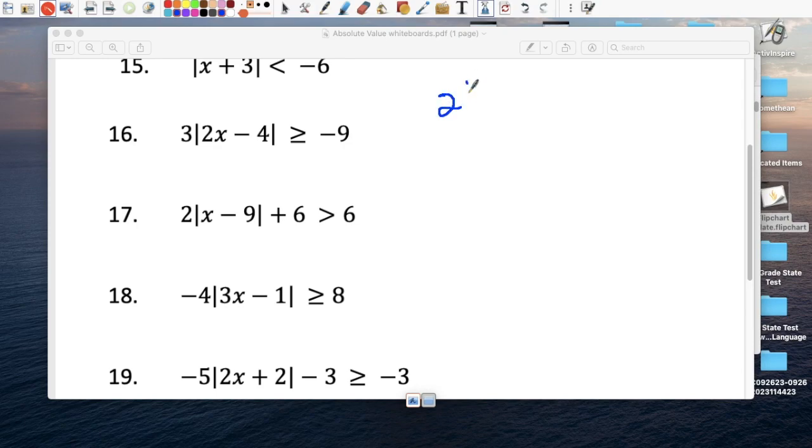17. Again, we got to do some simplifying. So let's take that. First thing, treat this as if it was something like this.